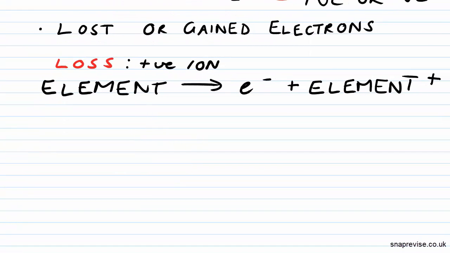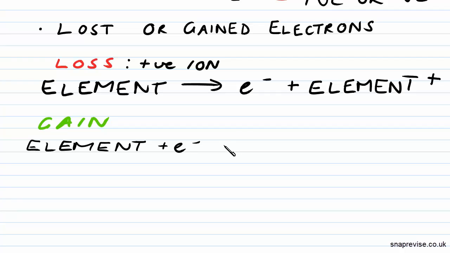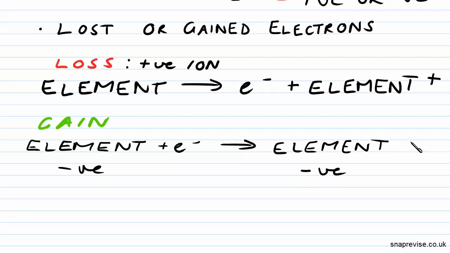Let's have a look at what happens when we gain an electron. So again, we have our generic element over here. This time, the electron is on the left-hand side of the equation as we are adding it. Again, our element becomes changed. And when we go to balance our equation, we have a negative charge on this side produced by our electron. So we must balance it with the negative charge on this side, forming a negative ion.